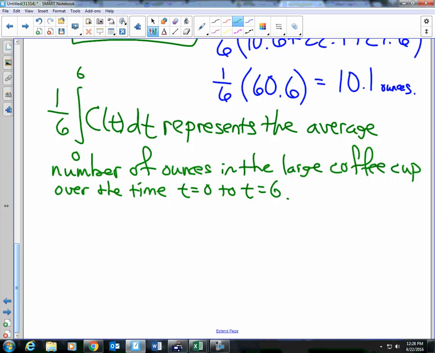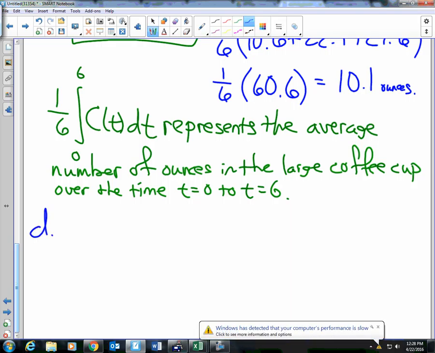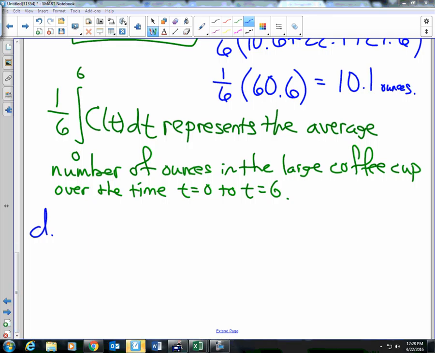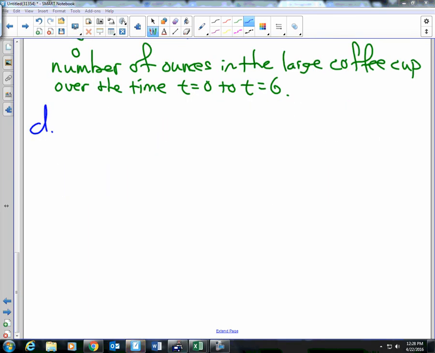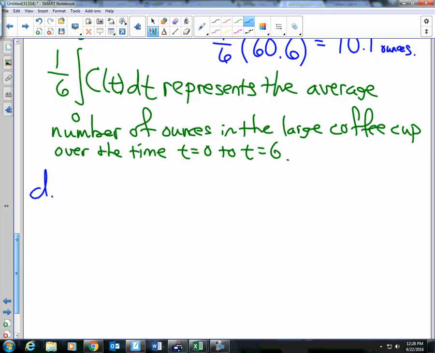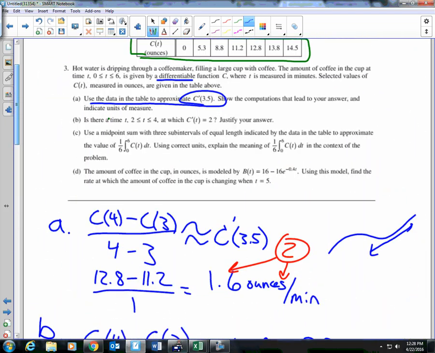Again, I'll always remember that first time I got this part right, but I didn't state that correctly. So always say something about the bounds. Always state something about the bounds. The last problem is a nice problem that you guys will have success with. It says that we are now given a function. It says that the amount of coffee in the cup can be modeled by this function.